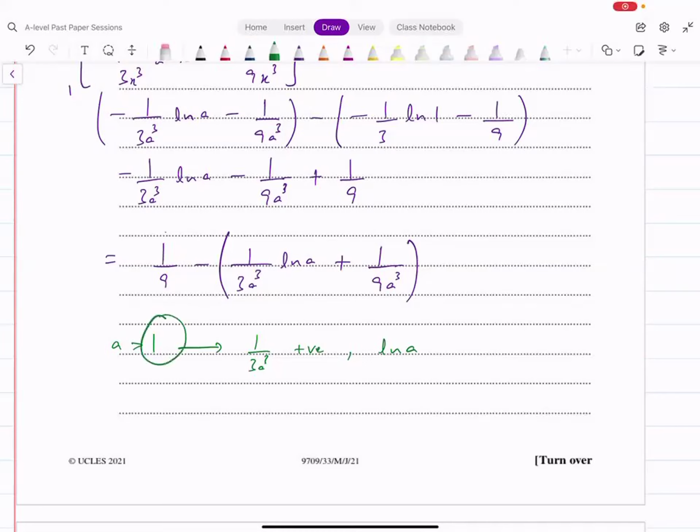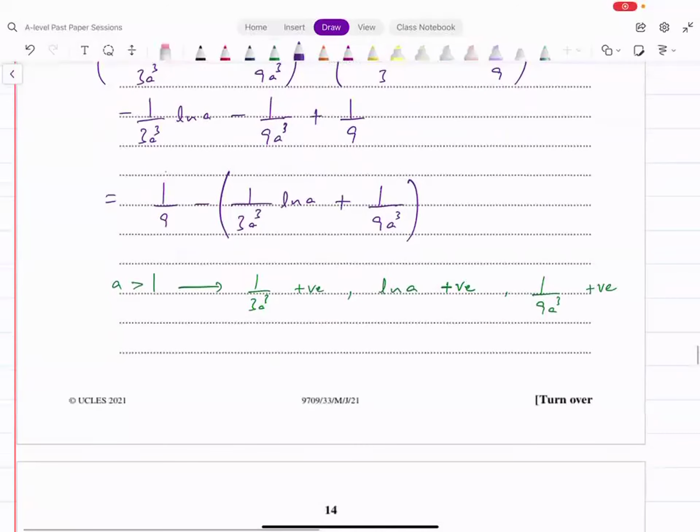ln of a number that's greater than 1, that is positive. 1 से छोटे नंबर्स का ln लेना वो नेगेटिव आता है. So इसलिए इसका 1 से बड़ा होना जरूरी था. a की वैल्यू 1 से बड़ी होगी तो ln of a आपका पॉजिटिव आएगा. और 1 over 9a cube, अगेन अगर a पॉजिटिव है तो ये भी पॉजिटिव होएगा. ठीक है? So आप क्या कहोगे? 1 over 9 less than something positive, the result is going to be, this gives us something that is less than 1 over 9. ये minus 1 over 9 से छोटा नंबर होएगा. That's what you can argue here.